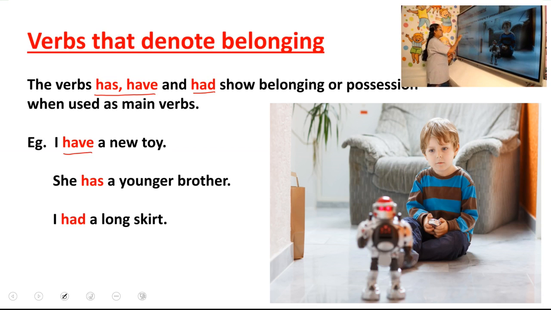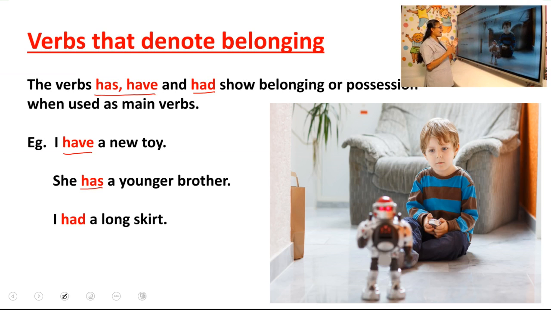There, the verb have acts as a main verb. I have a new toy. Here the verb is have and it acts as the main verb. She has a younger brother. Here, she is the singular subject. That's why we use the singular verb has, a younger brother. Here also the same, the verb has acts as a main verb.